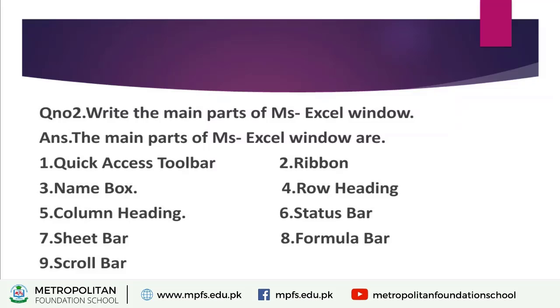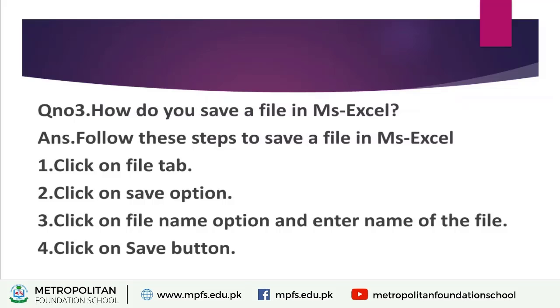Now move to question number 3. How do you save a file in MS Excel? Follow these steps to save a file in MS Excel. Click on the File tab. Click on the Save option. Click on the File Name option and enter the name of the file. Click on the Save button.